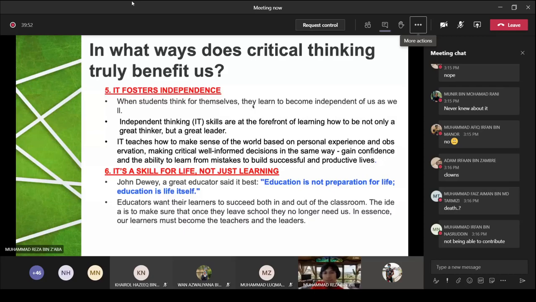Okay, being independent. It allows us to make our own decisions, even though it's not with the flow. For example, it's not mainstream, so it's different from anyone else, or we are the minority. But if you really believe, based on the process that you have gone through, that this is what you need to do, or this is what you need to believe, I think you need to follow the decision that you have made.